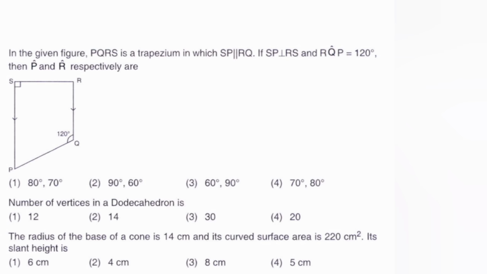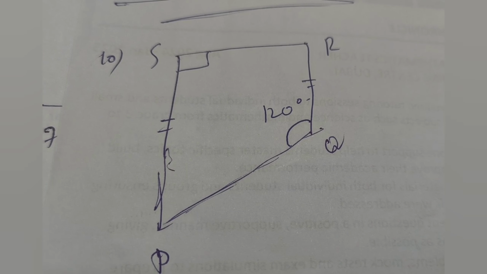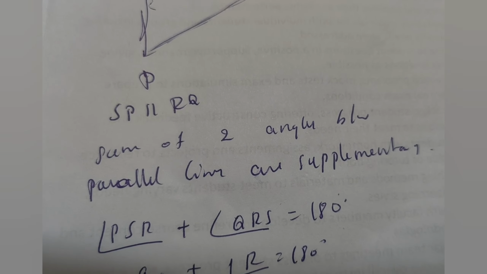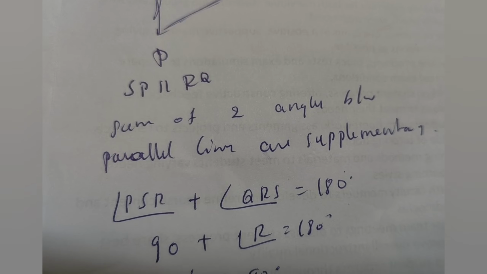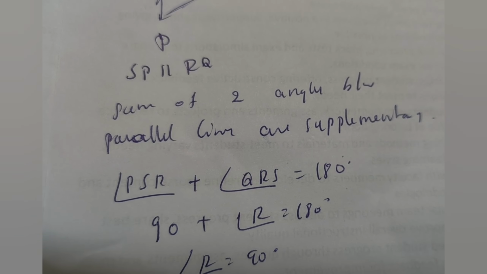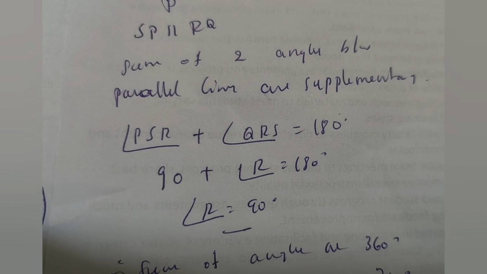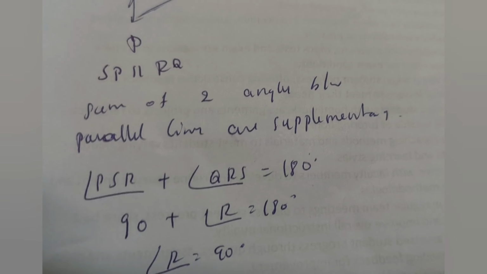See, given SP is parallel to RQ, the sum of two angles between the parallel lines is supplementary. So angle PSR plus angle QRS is 180 degrees. So R is 90 degrees.